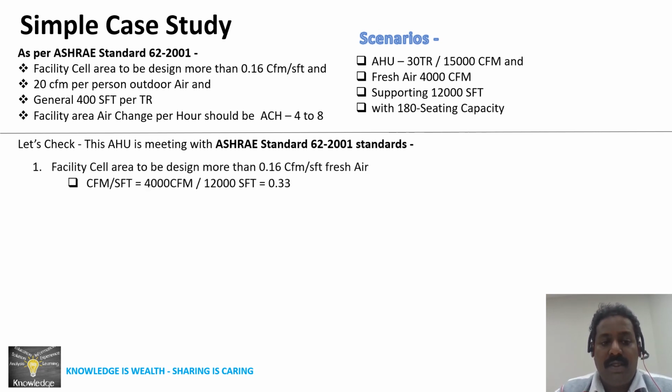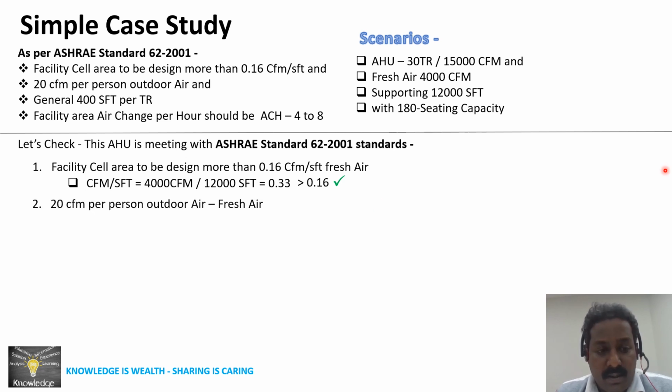First, the facility area should be designed for 0.16 CFM per square feet of fresh air. So CFM per square feet is 4,000 CFM fresh air divided by 12,000 square feet. It is 0.33. So it passes, because it is more than 0.16 CFM per square feet for fresh air facility sale.